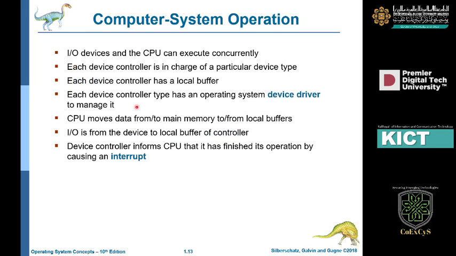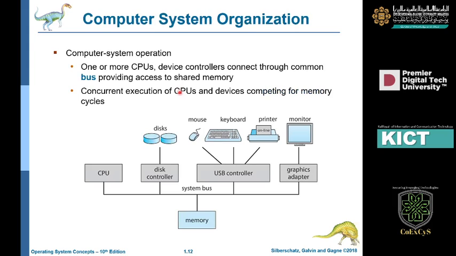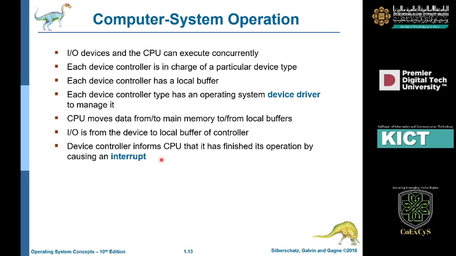Each device controller has a local buffer by itself. As the disk controller tries to save stuff on the disk, it has a local buffer to keep data and information. It's similar with the USB controller or graphic adapter. As you enter input on the keyboard and mouse, there is a buffer that keeps that input before pushing it into memory. Or whenever data comes in from memory, it is kept in the buffer first before being displayed on the monitor, for example.